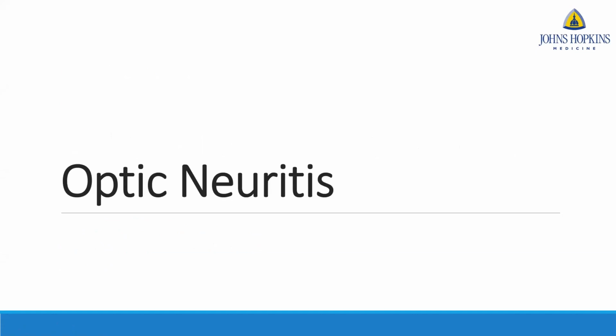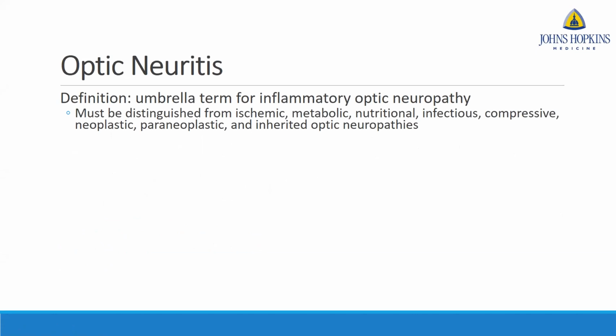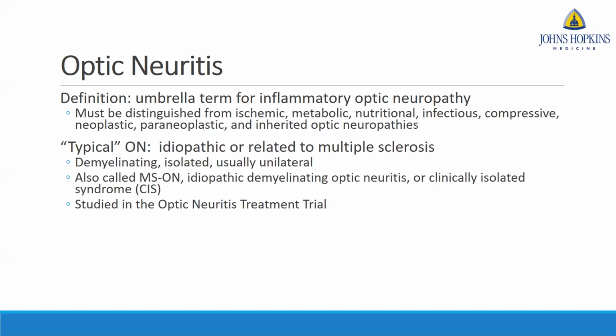So when we think about optic neuritis, I know this has been drilled down in lots of talks. So as you all know, this is really a non-specific term for inflammation of the optic nerve. And there are lots of different things that can cause optic neuropathy. And so it's important to make sure that we are talking about optic neuritis when we talk about this. Once we establish that this is an inflammation of the optic nerve, we're really starting thinking about typical optic neuritis, which generally refers to idiopathic optic neuritis to multiple sclerosis. These are generally demyelinating lesions.